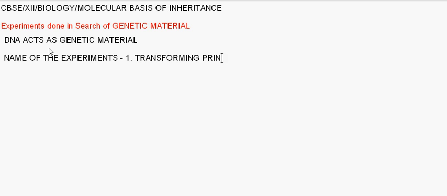Now what are the experiments done? Name of the experiments. Basically three most important experiments. First one, done by Griffith, that is the transforming principle. This is done by Frederick Griffith.